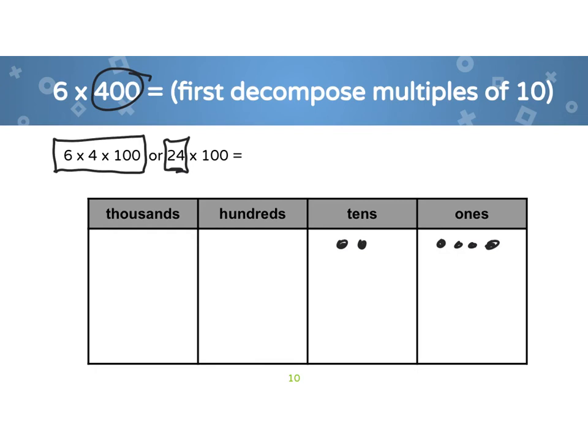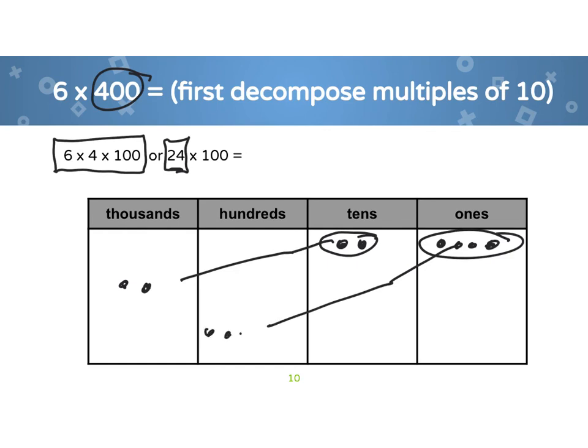Okay, so remember that 10 times 10 equals 100. So when we're doing this, we want to go across the line twice. So I have two 10s times 10 times 10. I'm going to have 2,000. And I have 4 1s times 10 times 10. I'm going to have 4 hundreds. So then my answer is going to be 2,400.